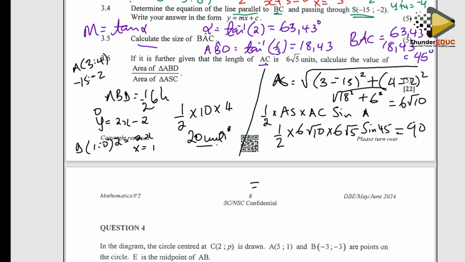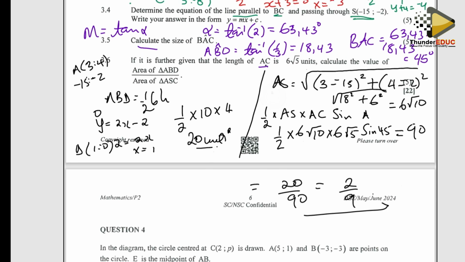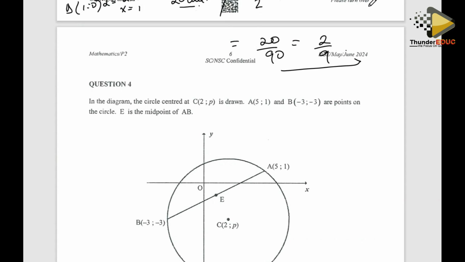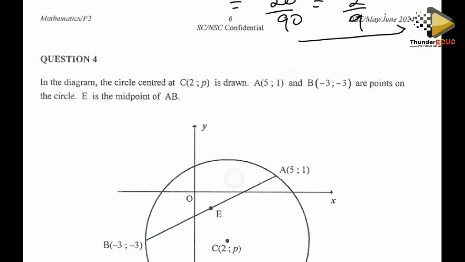Okay, so remember the question said we get the 20 divided by the 90, which is just 2/9. All right, so that is what we wanted with that question 3.6.